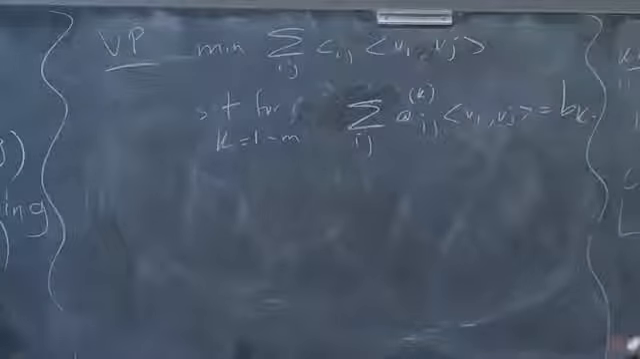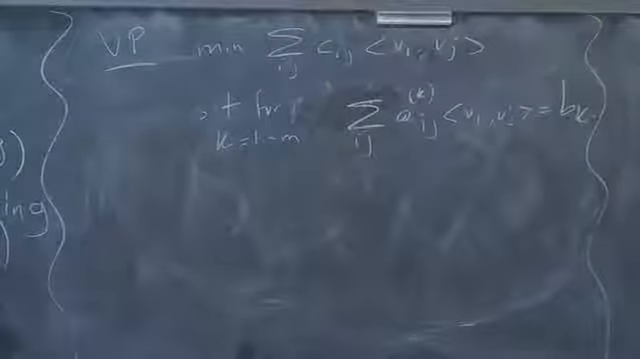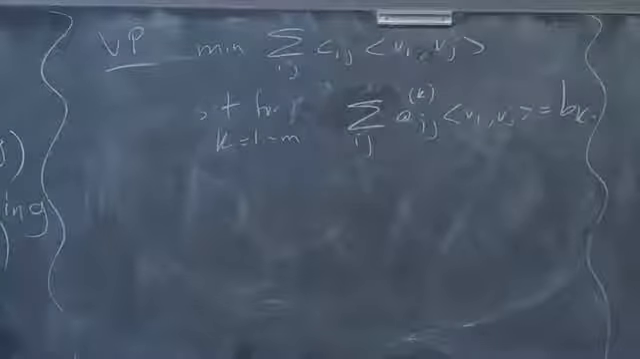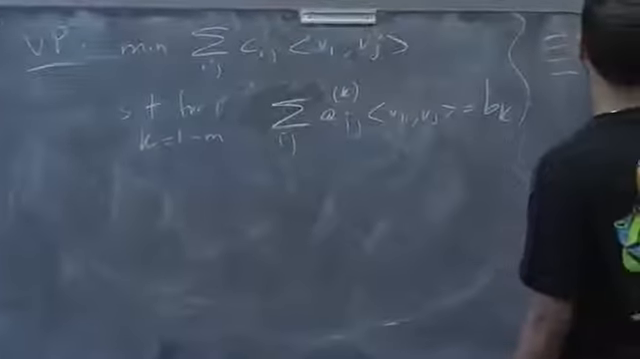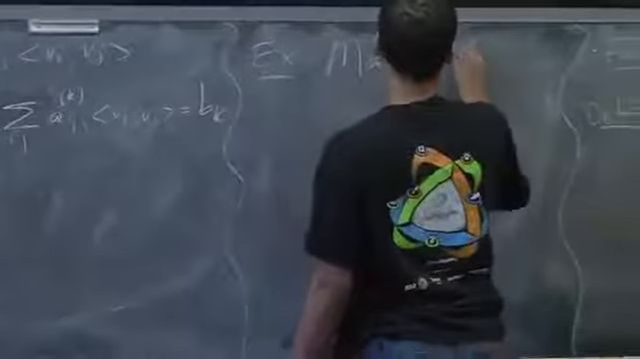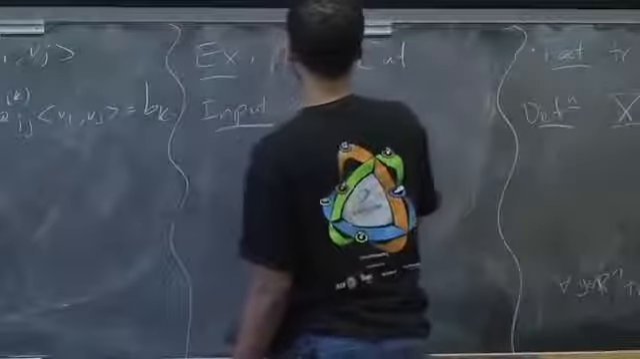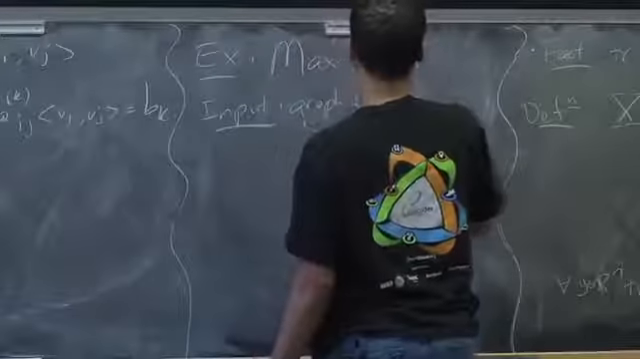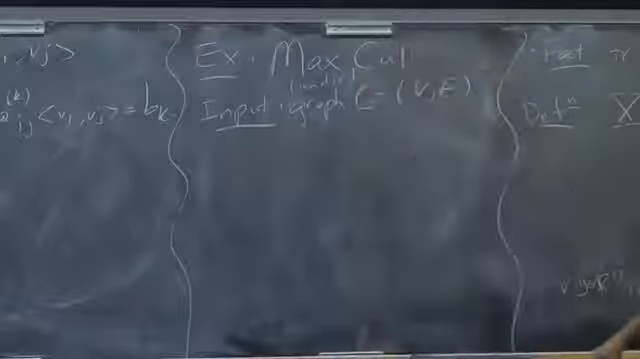OK. So now I want to look at an example of using vector programming, which is the same thing as semi-definite programming, to get an approximation algorithm. So an example is max cut. OK, so the input is a graph G equals (V, E). It's an undirected graph.